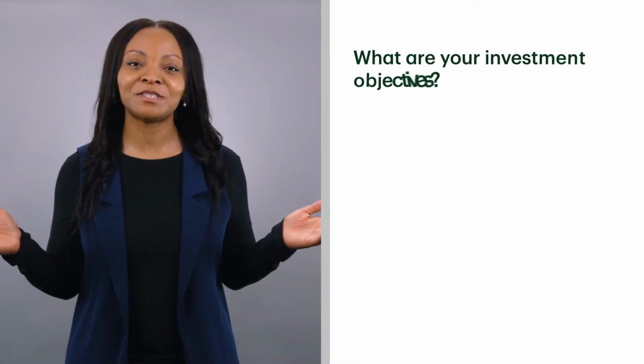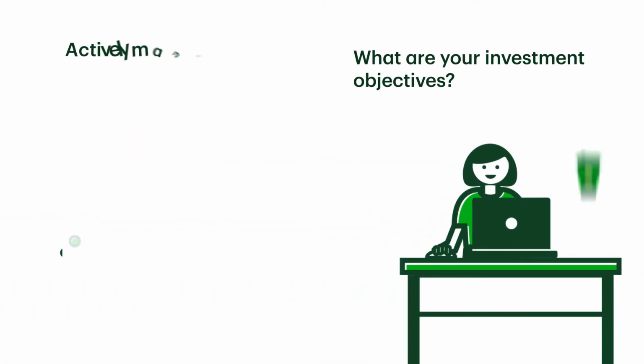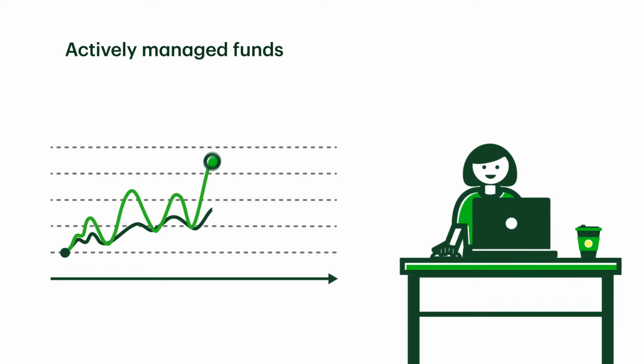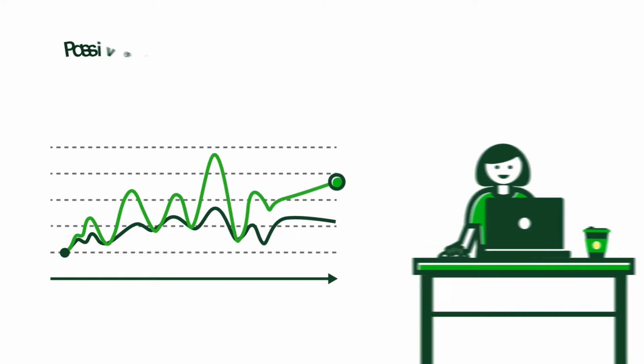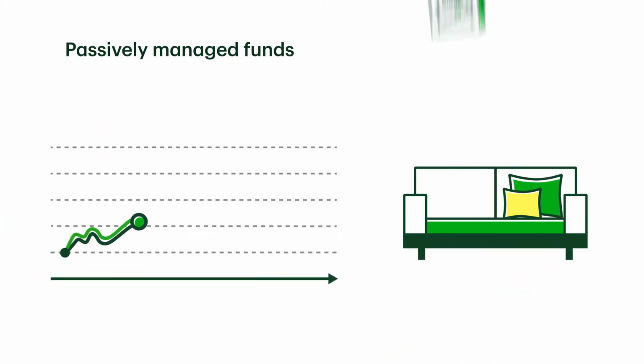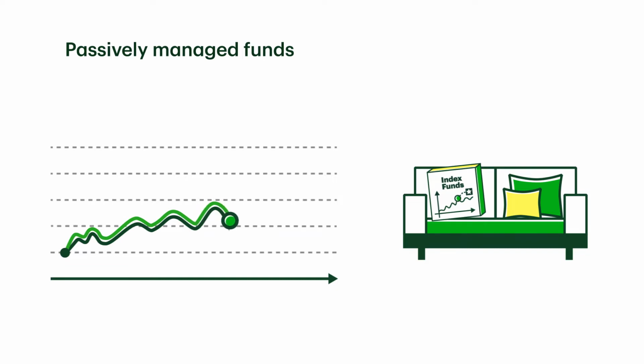What are your investment objectives? Actively managed ETFs and mutual funds both seek to outperform the markets. Passively managed index funds aim to match the performance of an index before fees and expenses.